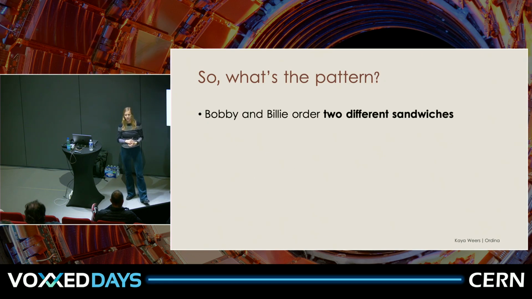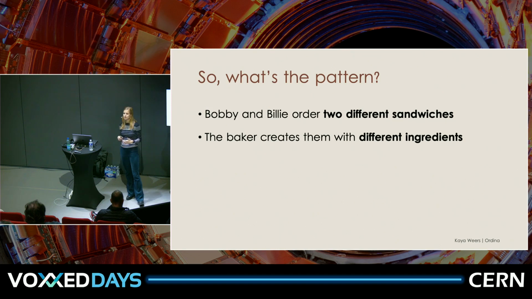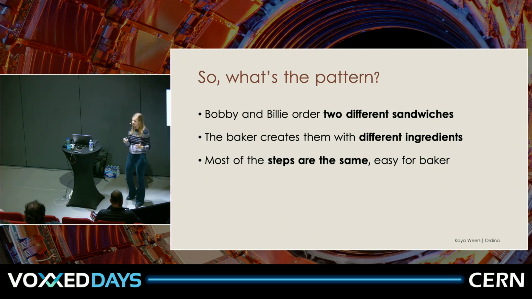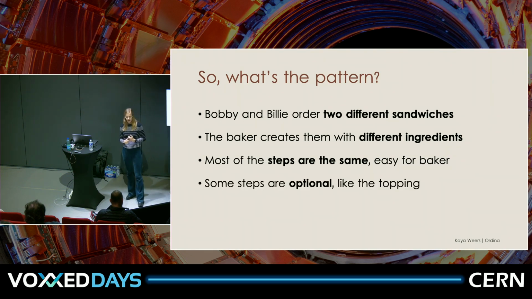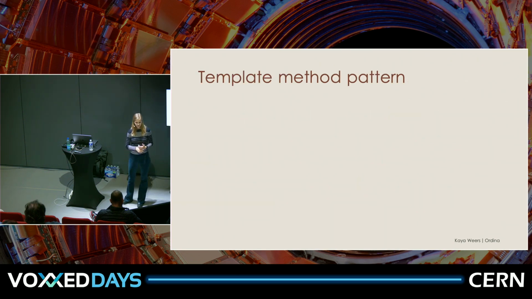So what we saw is they ordered two different sandwiches, and the sandwiches also have different ingredients. But still the baker follows steps. There's some process that seems to be the same. And there are also steps that are optional. For example, the topping, the sauce is only present for the chicken sandwich. This is the template method.